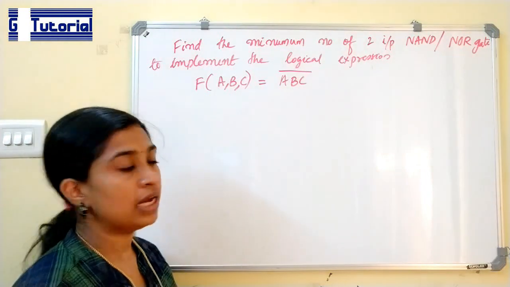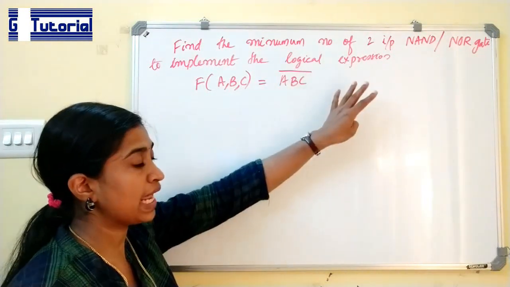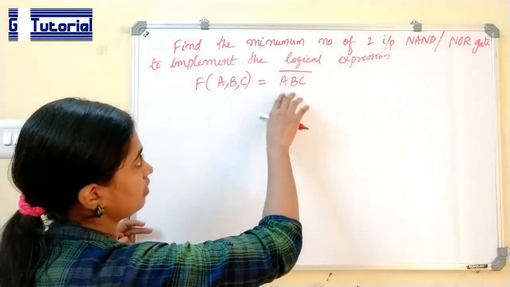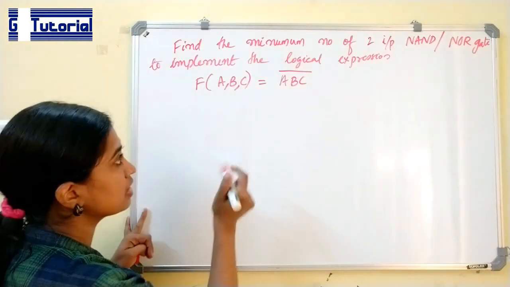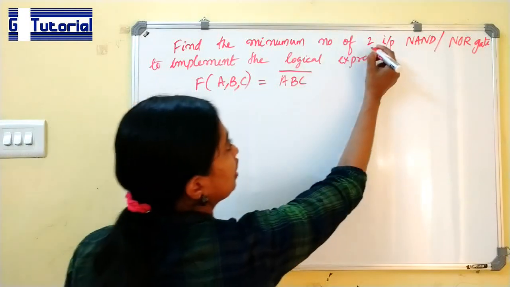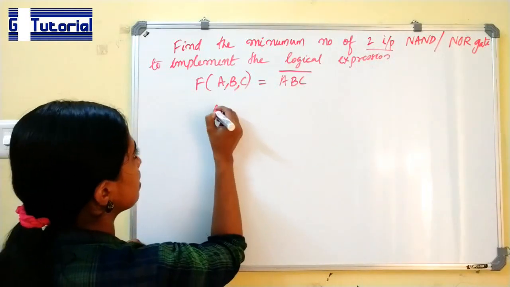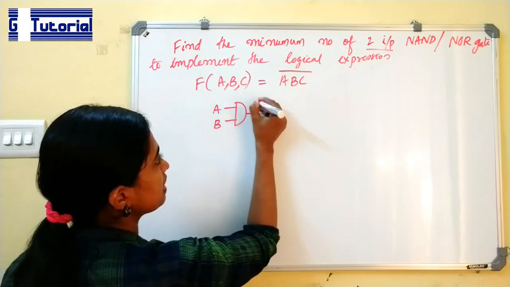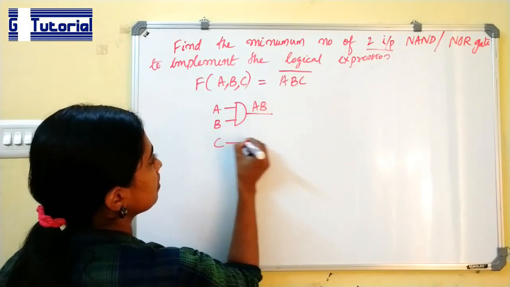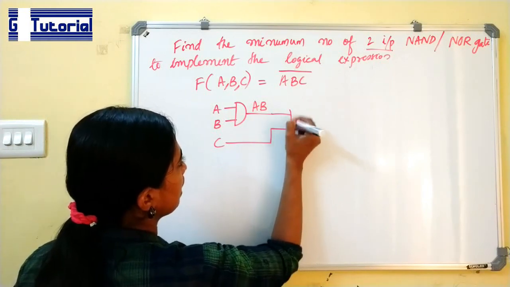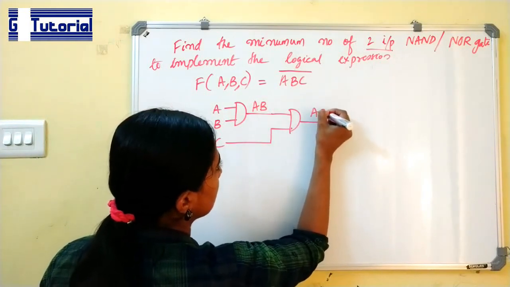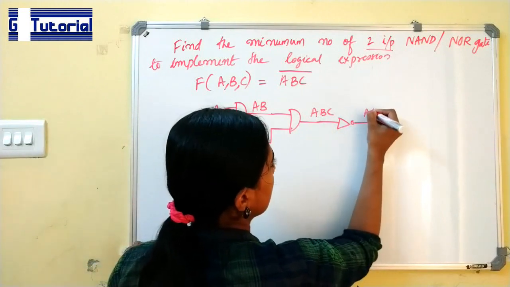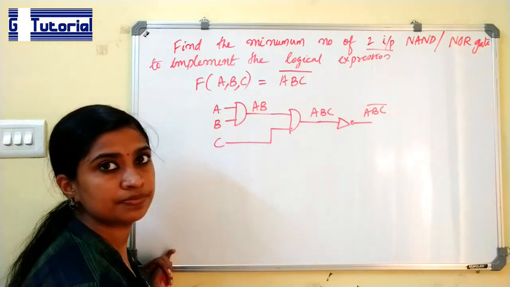I am using 2-input NAND gates to represent this. So first let me represent this using the basic gates. I should use only 2-input gates. So I am using a 2-input AND gate, and I will be getting output as AB. Then with another 2-input gate, I obtain ABC. Then if I provide a NOT gate, we will be getting (ABC)'.